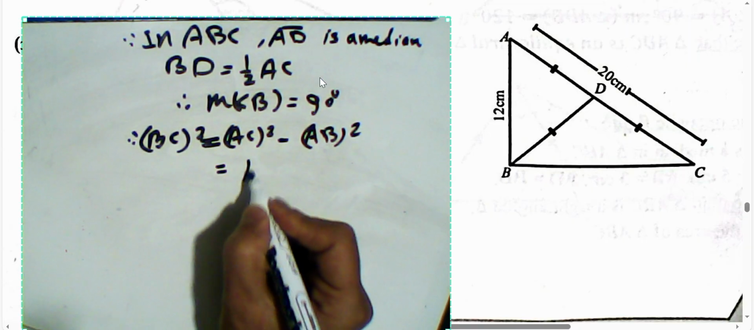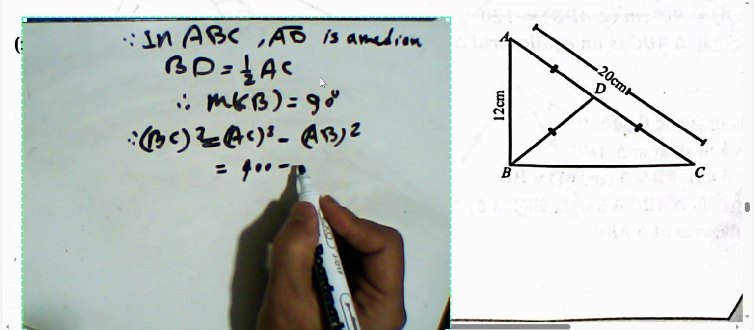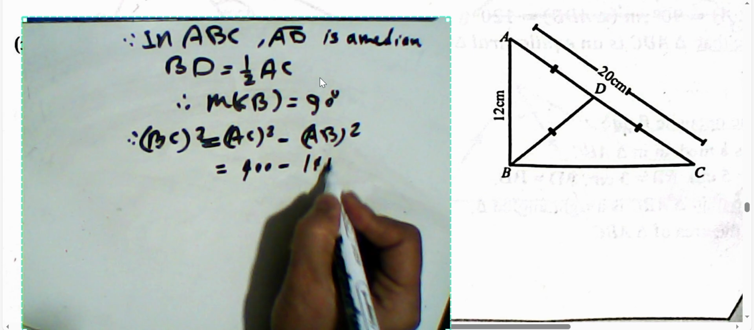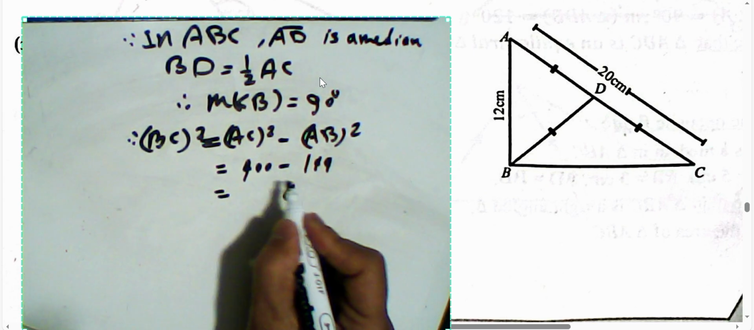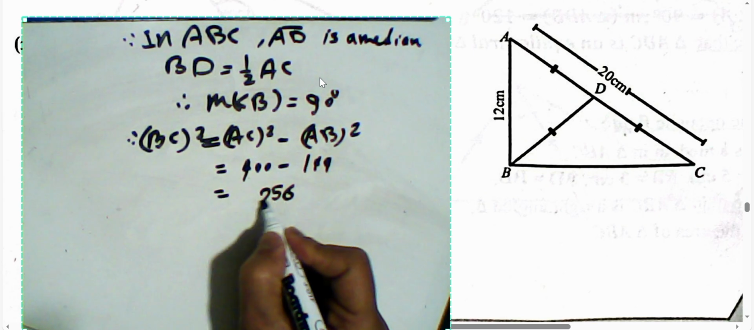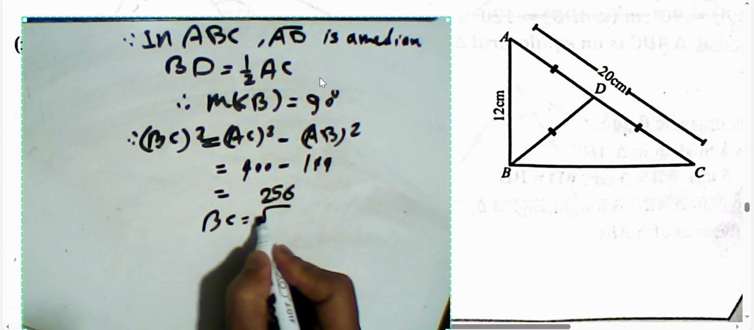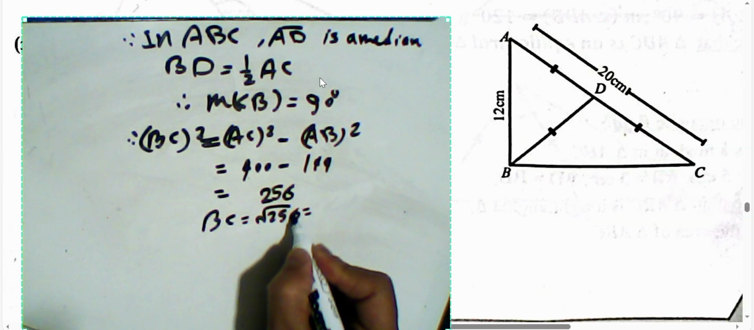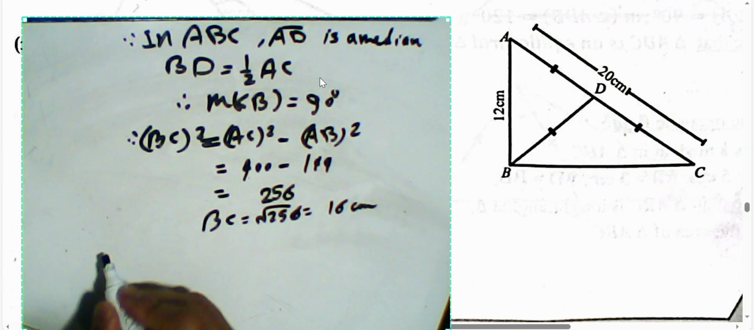AC power 2 will be 400. Subtract 12 power 2, which is 144. 10 minus 4 is 6, 9 minus 4 is 5, 3 minus 1 is 2. Then BC will be the square root of 256, which equals 16 centimeters.